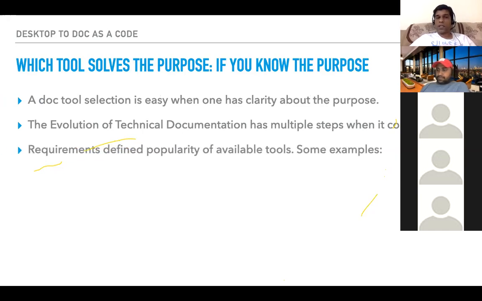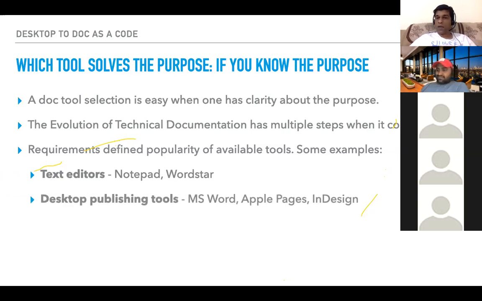So some of those examples here are, if we divide, we started with text editors, Notepad, WordStar especially, once upon a time was very useful and famous. Then we came to desktop publishing tools, MS Word. All of you will know, many of the companies are still using MS Word. I'm sure you will be aware about that.